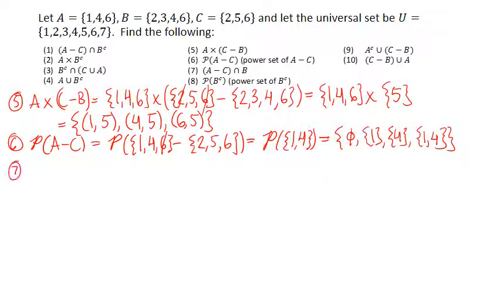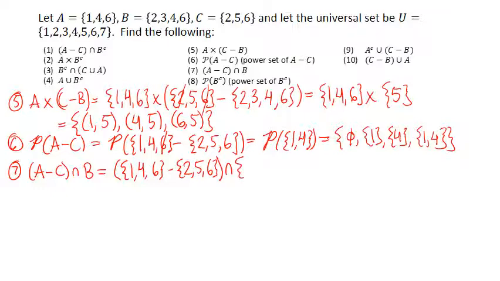Okay, number 7, A minus C intersected with B. So we just did A minus C, so that part's not too bad. So this is 1, 4, 6 minus 2, 5, 6. And then intersected with B, which is 2, 3, 4, 6. Okay, so I'll do the parentheses part first. So I'm starting with 1, 4, 6, and I'm taking away anything from 2, 5, 6. So that's going to get rid of the 6. So I'm just going to have 1, 4.